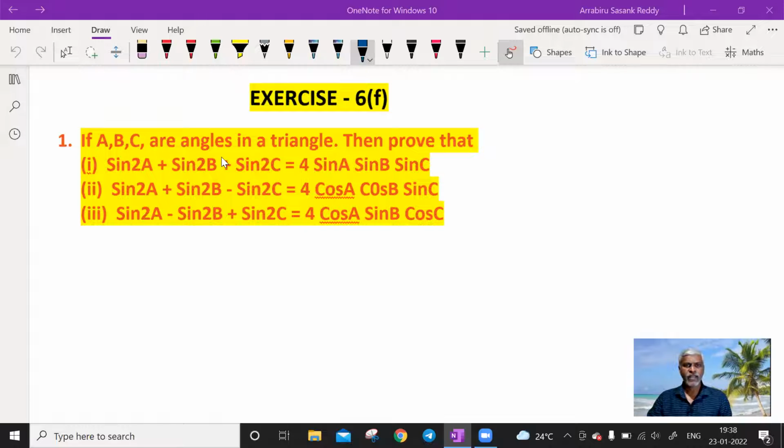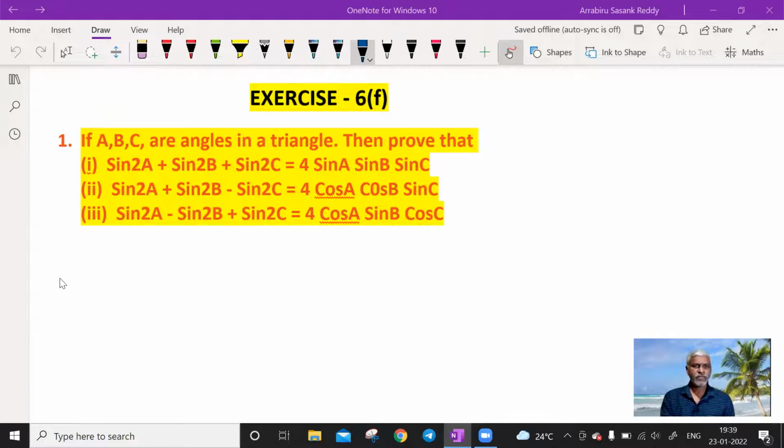If A, B, C are angles in a triangle, then prove that: first, sin 2A plus sin 2B plus sin 2C is equal to 4 sin A sin B sin C. Second, sin 2A plus sin 2B minus sin 2C equals 4 cos A cos B sin C. Third, sin 2A minus sin 2B plus sin 2C equals 4 cos A sin B cos C. Almost all are similar, so I want to prove all the questions at a time so that it will be very easy for you to identify the difference between them.